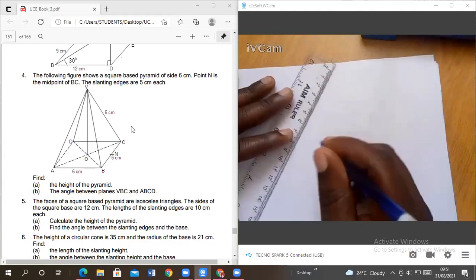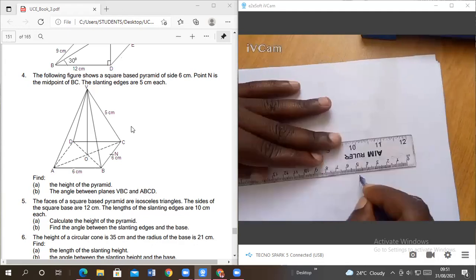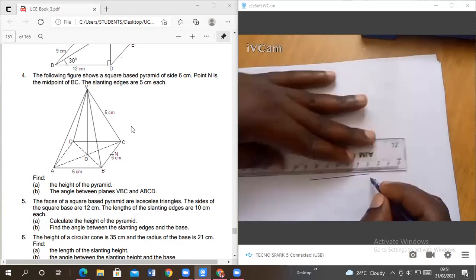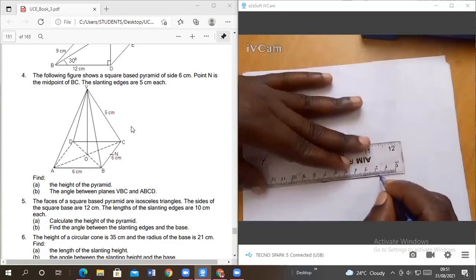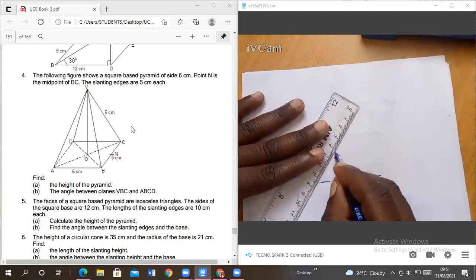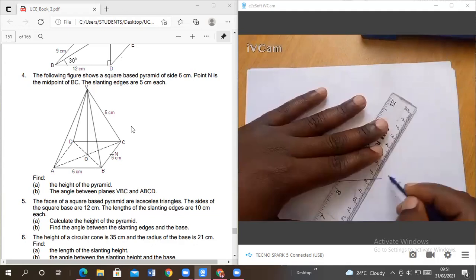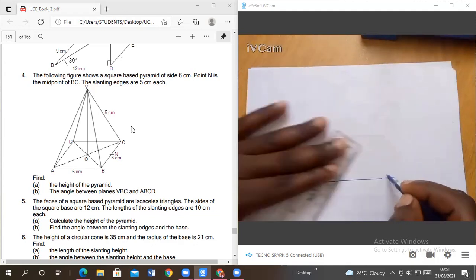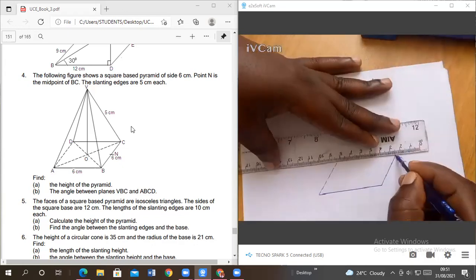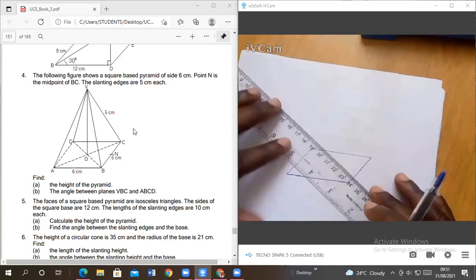So draw the pyramid first. You just have to sketch it. You don't need to measure 6 centimeters. Just sketch it the way it is, and draw the slant and draw the base. Okay, that's the pyramid. So there are diagonals which are there.